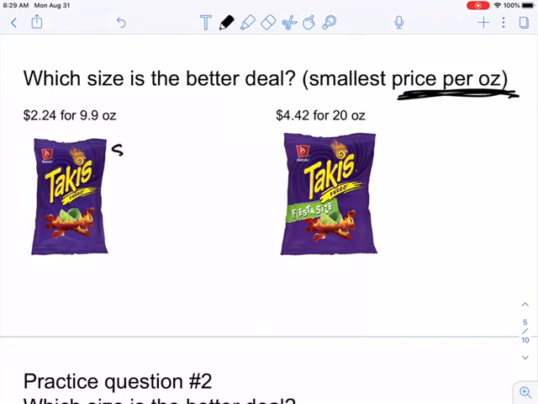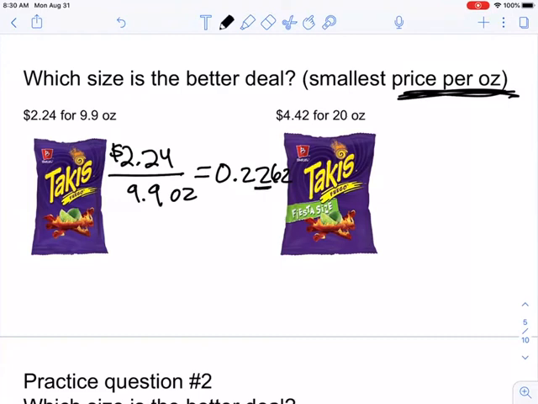So for this first size, I'm going to divide. Remember, we always divide money first. $2.24 by 9.9 ounces. So in my calculator, I'm putting in the price first. And I get a really long number. So I'm going to just write down the first four numbers. And I'm going to round this to the nearest hundredth, because when we're talking about money, we generally round to the nearest hundredth. So here's the hundredths place. I'm looking next door. Since that next door is 5 or more, then I'm going to increase my score. So this is going to be 23 cents per ounce.